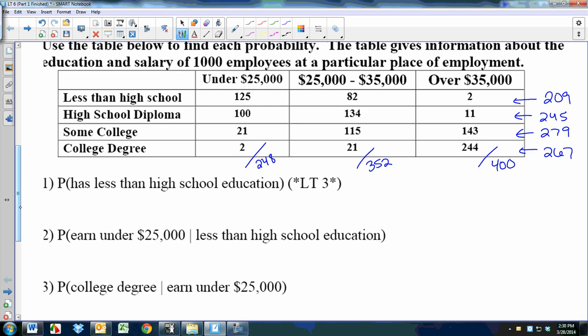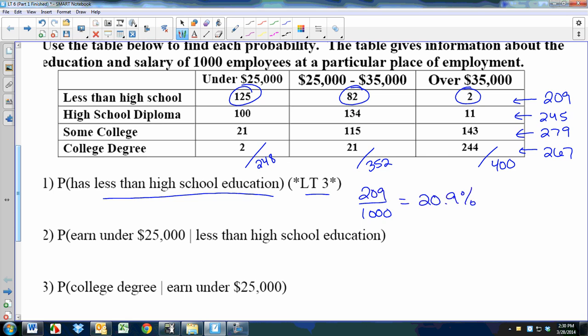All right, for the first problem, number 1, we're not going to go into the new stuff. We're doing an old problem, a learning target 3. Find the probability that if you pick one person at random, that person has less than a high school education. So of the 1,000 people, how many have less than a high school education? Well, that would be the 125, the 82, and the 2. So that's that 209, which is 20.9%.